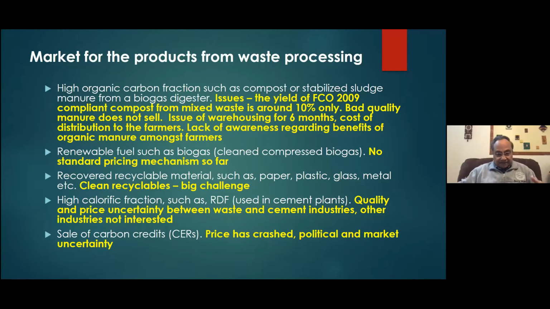Sale of carbon credits. Now, at one point of time when I was handling all this, around the year 2006 to 2009, we were very gung-ho about the carbon credits and the certified emission reductions, CER. And good price was there, but that price has crashed already. So there is almost no hope. Next, please.